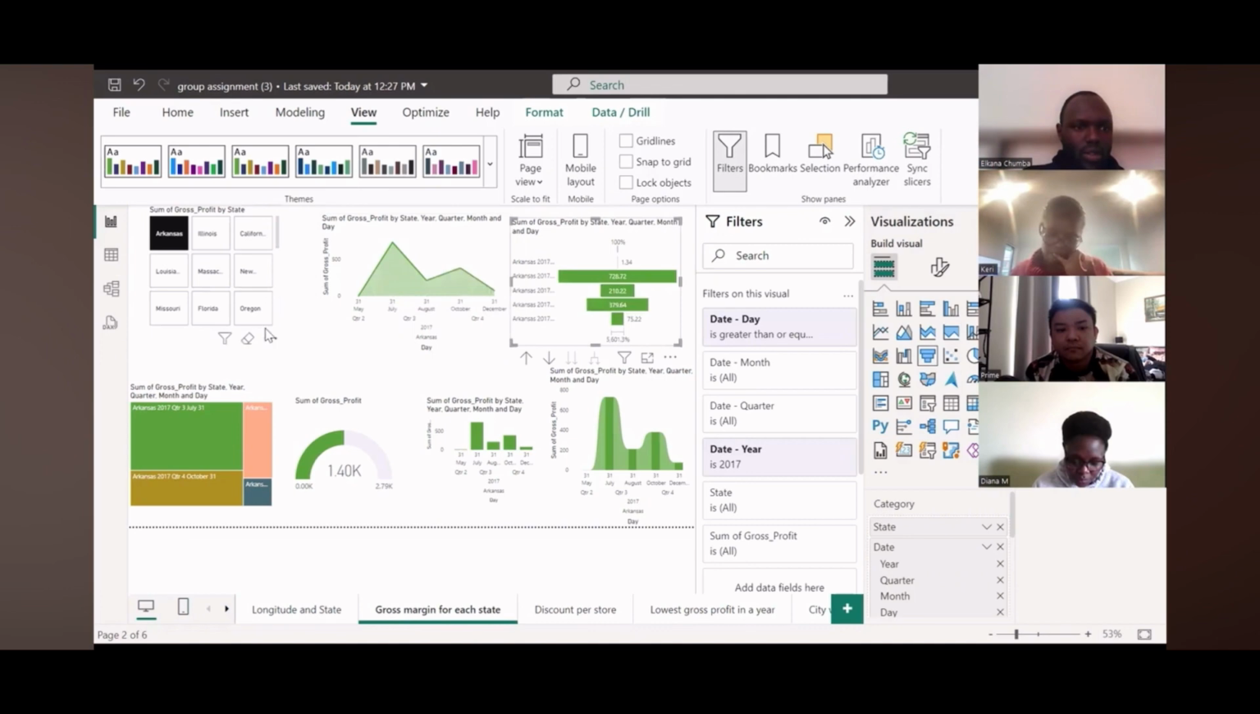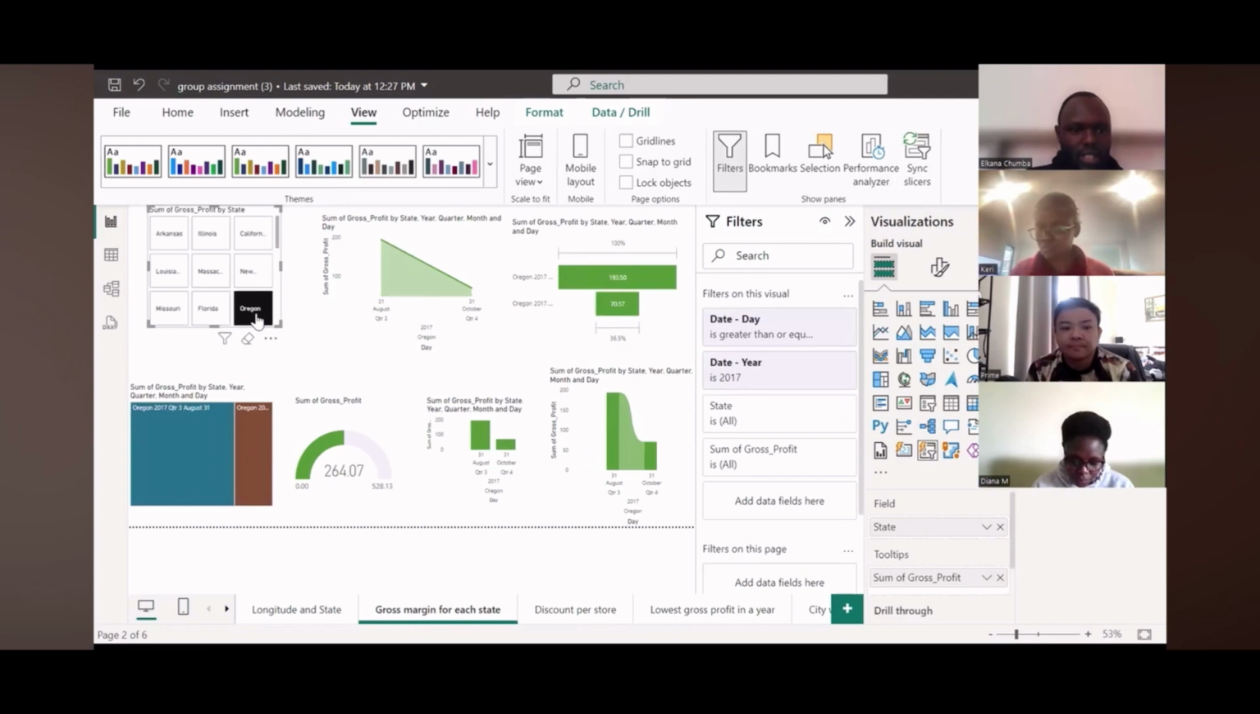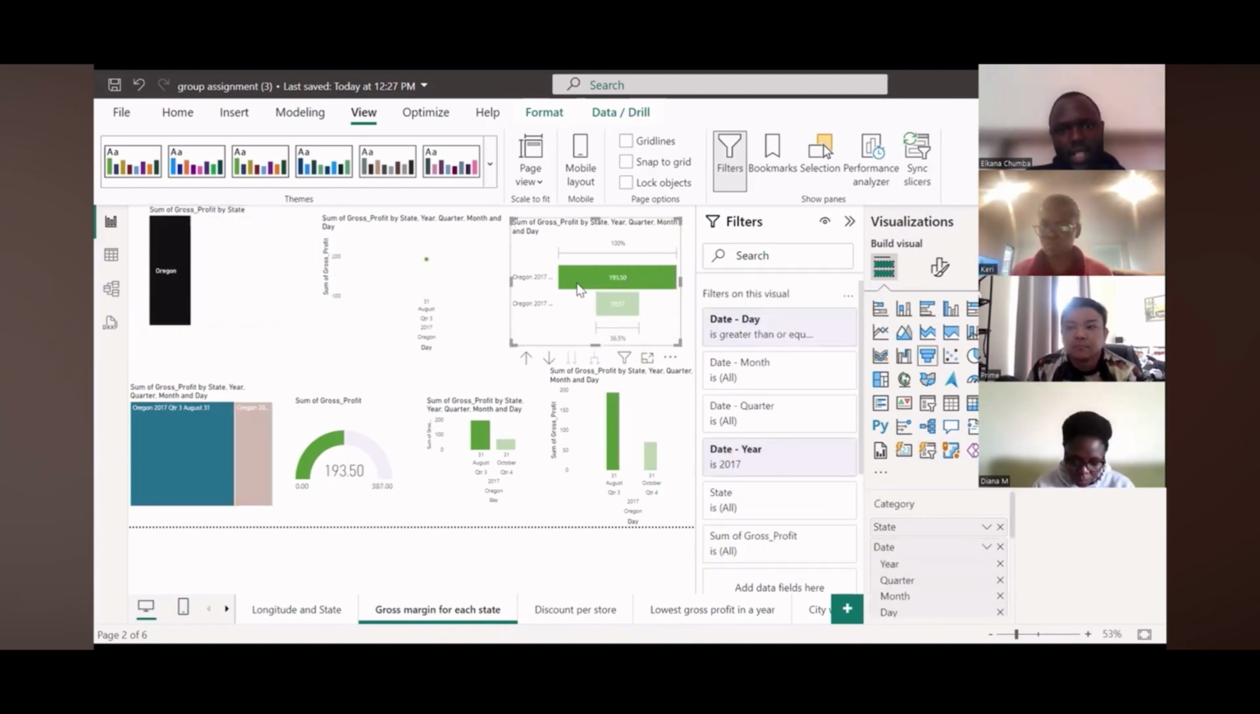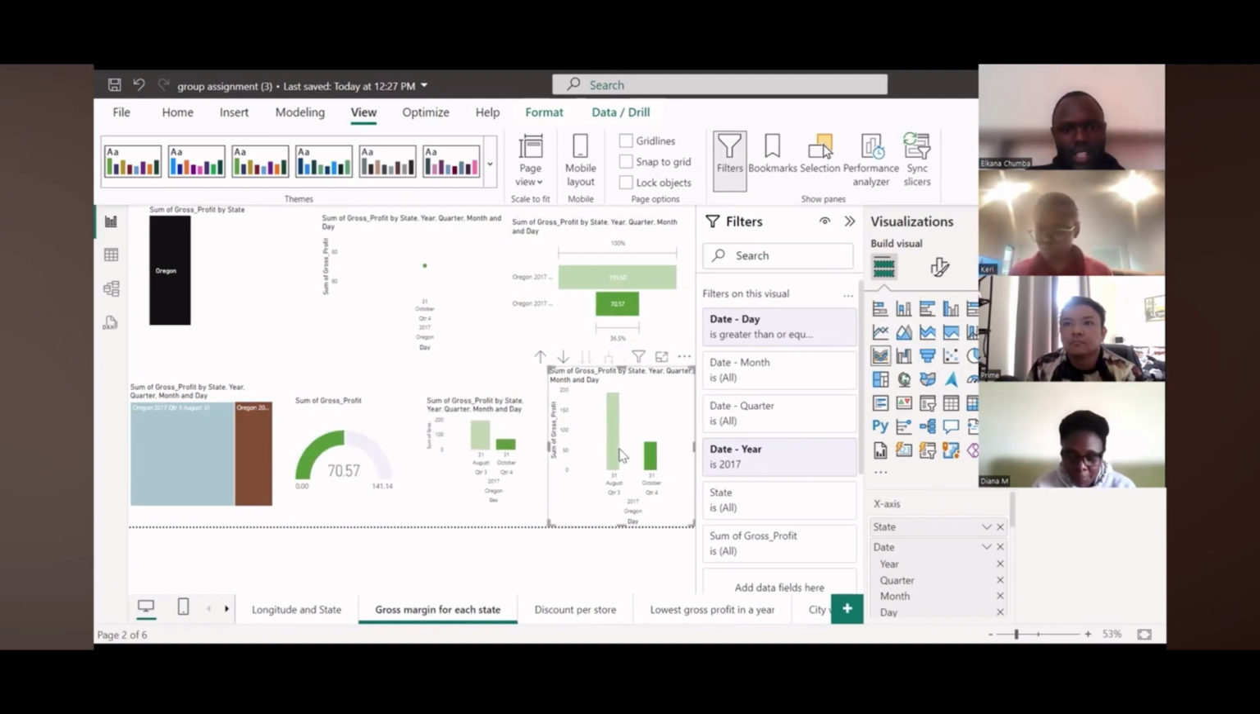You can also check the least profit by state, and this is Oregon. For Oregon, the sum for 2017 is 264.07. When you analyze or click anywhere in the data, you can see the quarterly data, the third quarter, the first quarter, and the fourth quarter of each state. By clicking anywhere, you can analyze data according to your needs and wants.